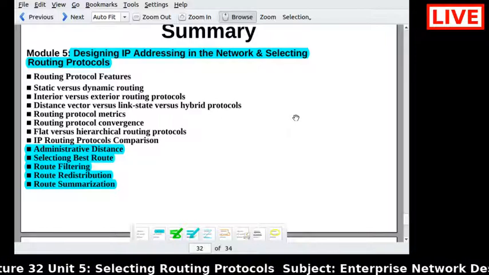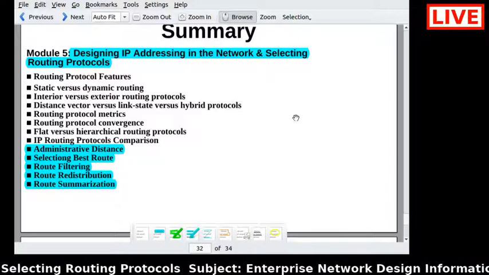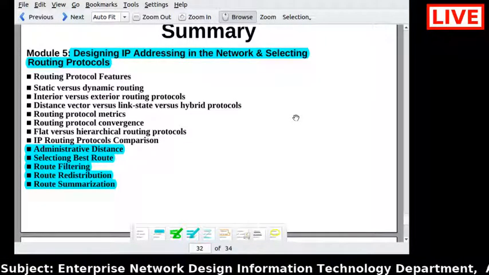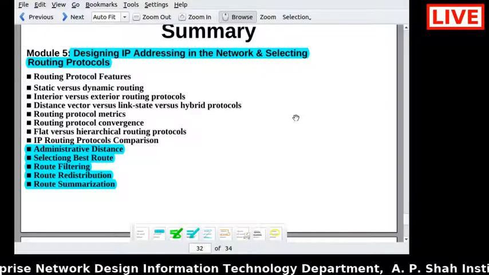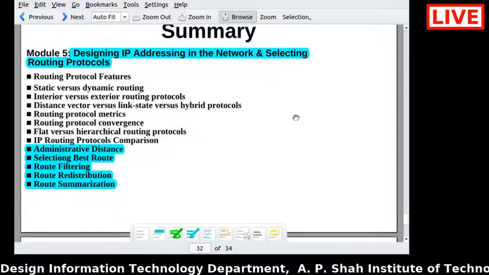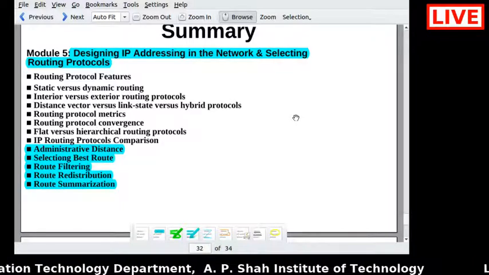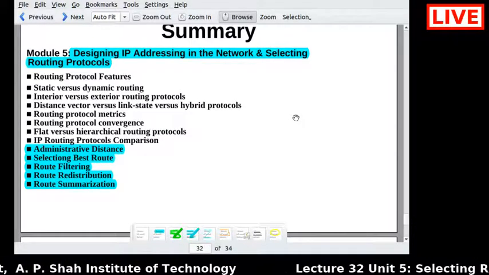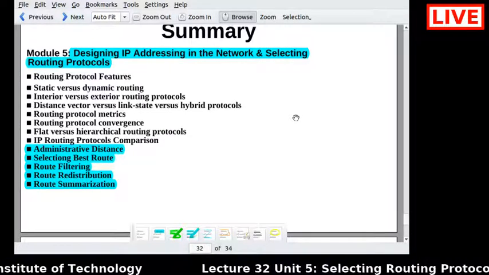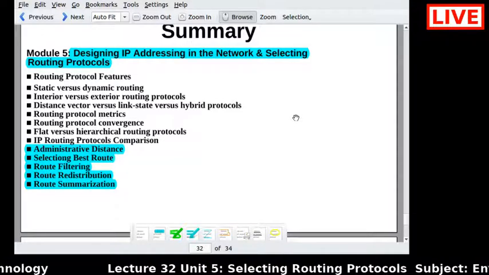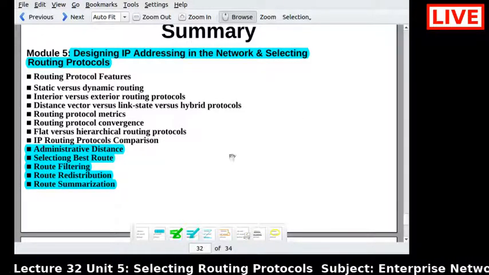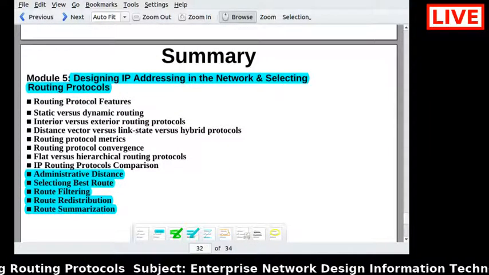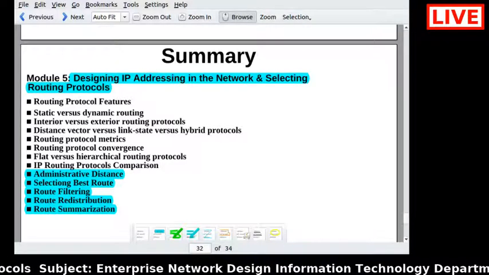What do we mean by routing, how routing can be done, what are the types of routing: static routing, dynamic routing, then the different features of these. Then interior and exterior routing, distance vector, link state, and hybrid routing protocols, and the different routing protocol metrics. Then flat versus hierarchical routing protocols, and the comparison between them with respect to features. All these things will be very important with respect to your mini project.